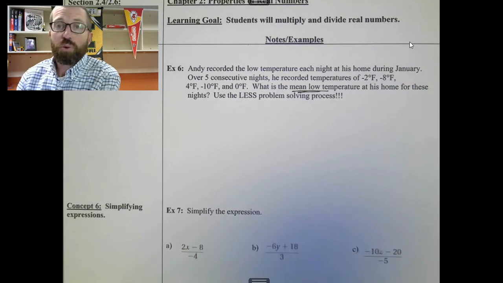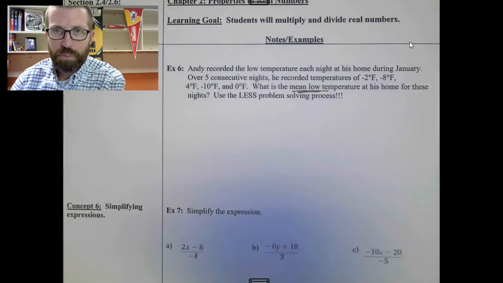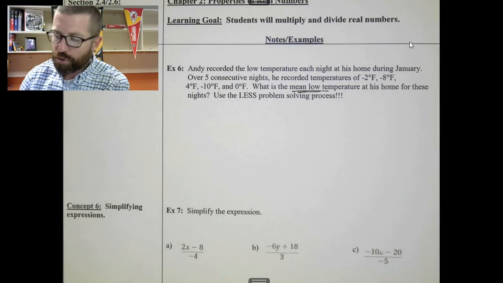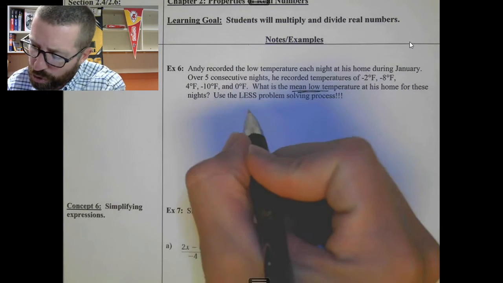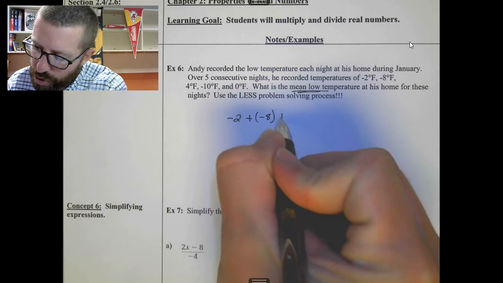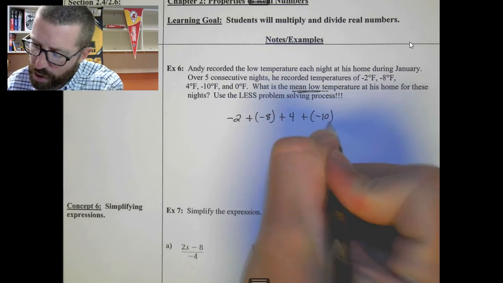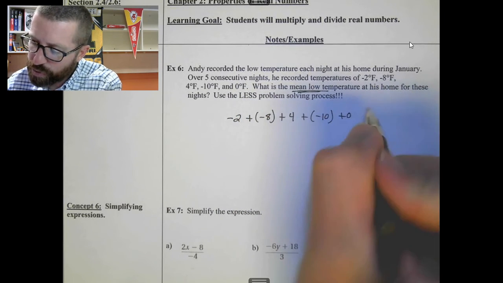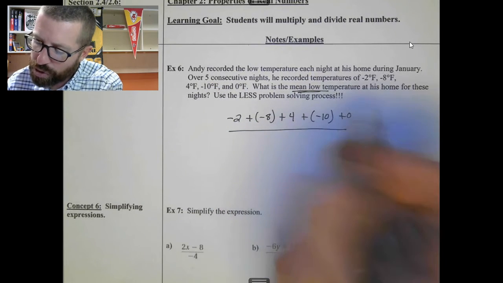So mean is another word for average. So to find an average, you add all the temperatures and divide by the number of temperatures, or add all the data points, divide by the number of data points. So we need to add -2 plus -8 plus 4 plus -10 and then plus 0. And divide by, it's 5 nights, 1, 2, 3, 4, 5. Divided by 5.